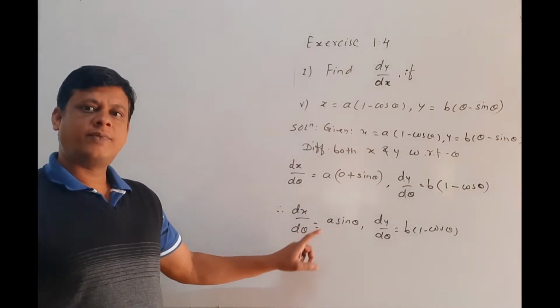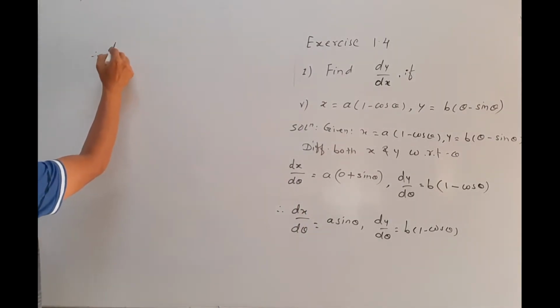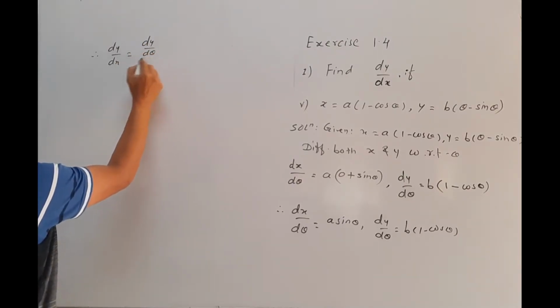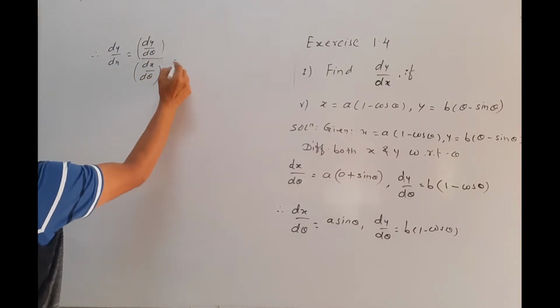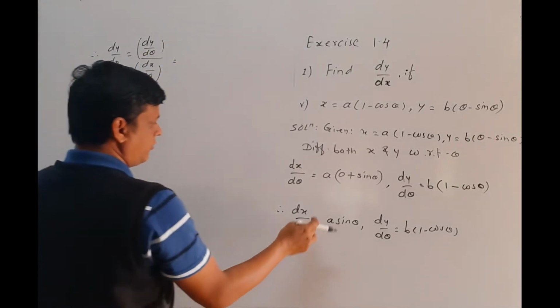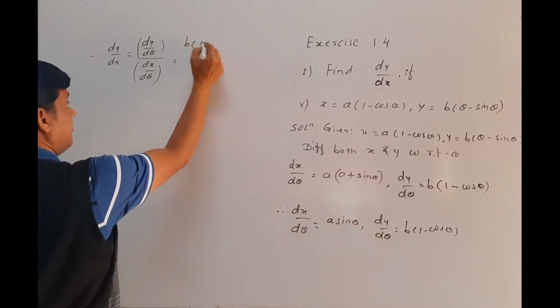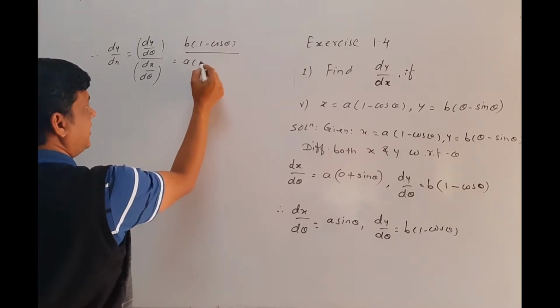Now we have to find dy by dx. So use here the parametric form. Therefore dy by dx is equal to dy by d theta upon dx by d theta. Now substitute the values. So here we substitute dy by d theta as b in bracket 1 minus cos theta upon a in bracket sin theta.